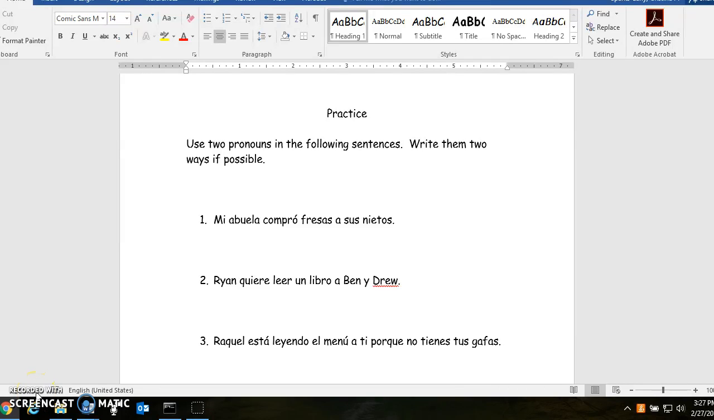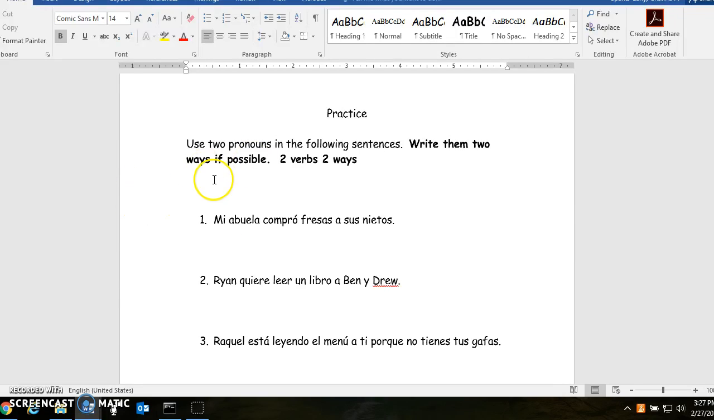Okay, so let's go over these sentences now. We're going to find the direct and the indirect objects and replace them with indirect object pronouns. We're going to write them two ways if possible. How are we going to know if there are two ways if possible? That is a simple question to answer. You need to remember two verbs, two ways to write it.